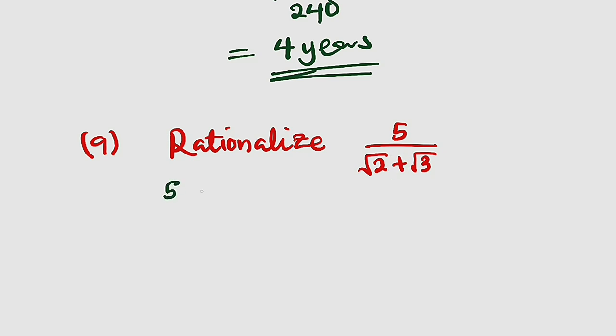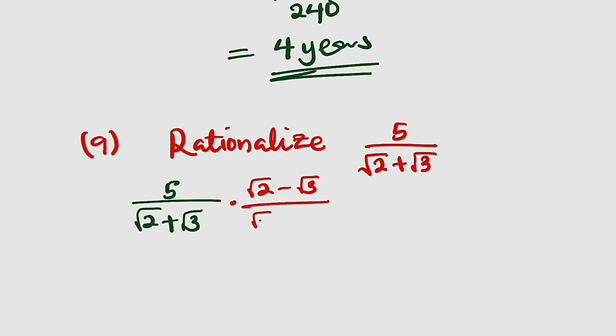So we say that 5 divided by root 2 plus root 3. You multiply the top by root 2 minus root 3. You do the same thing to the bottom, root 2 minus root 3. You see that this is exactly equal to 1. So multiplying whatever by 1 will not change it. So you take 5, you multiply by this. That will give us 5 root 2 minus 5 multiplied by root 3, which will be 5 root 3.